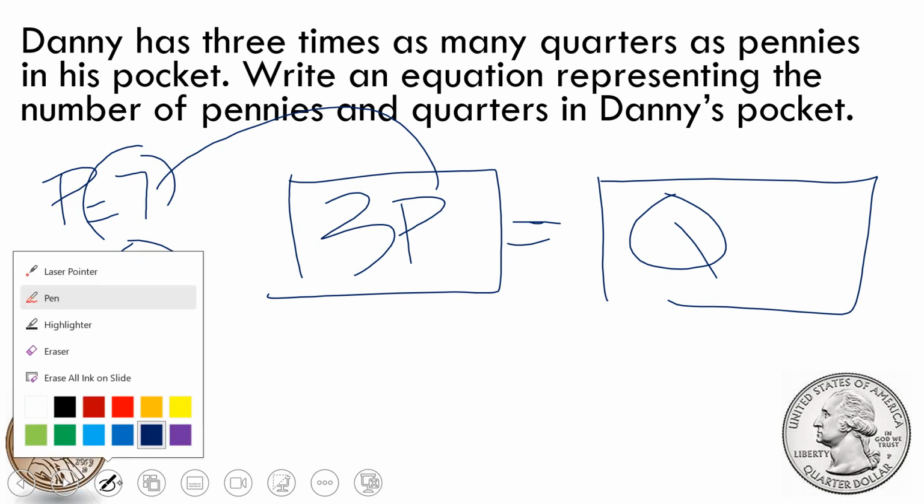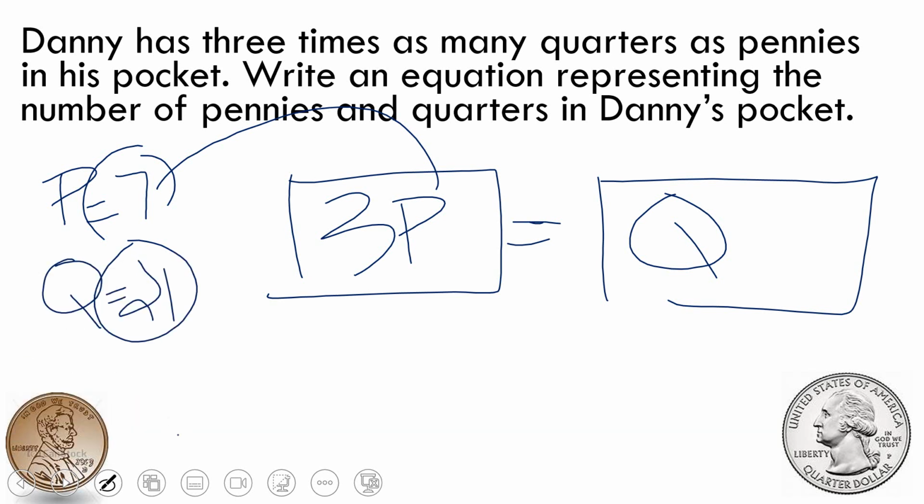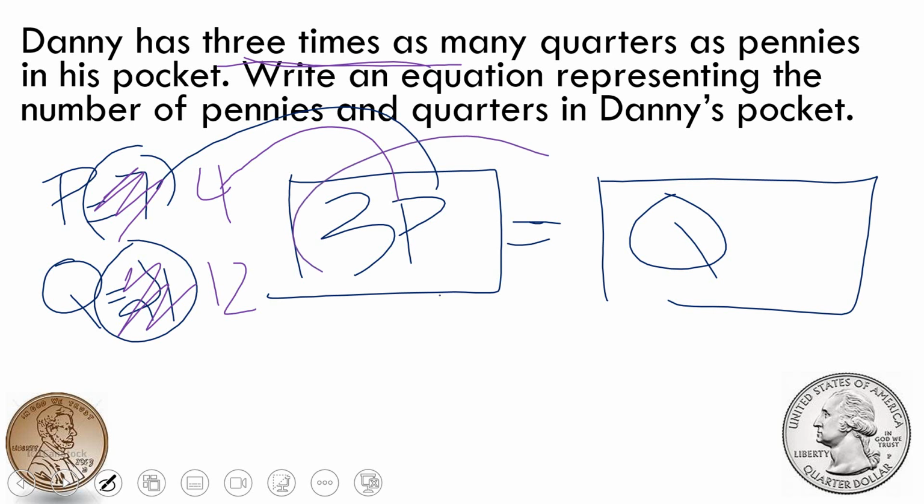Now, there may be others out there that were like, but I didn't use those numbers that you chose. I didn't use 7 and 21. Okay, awesome. Let's pretend you used 4. So if you used 4, how many quarters would there be if you chose 4 pennies? There'd be 12. Let's see if this works. Is 4 times 3 12? It works. This statement works.